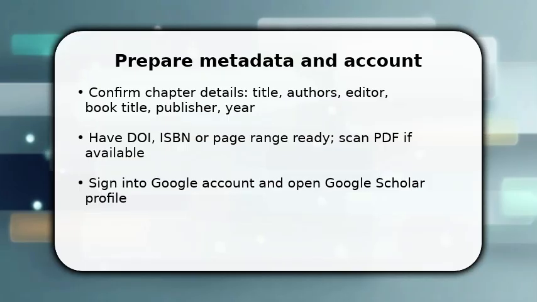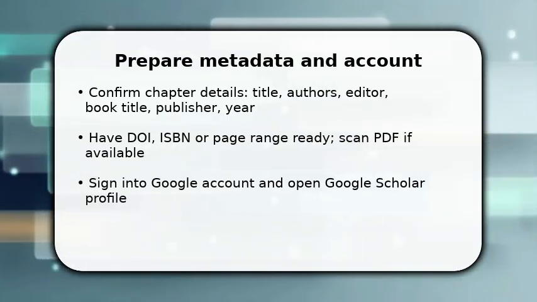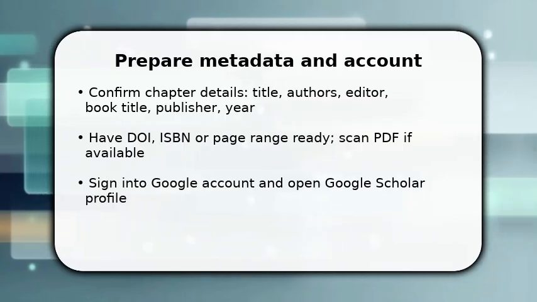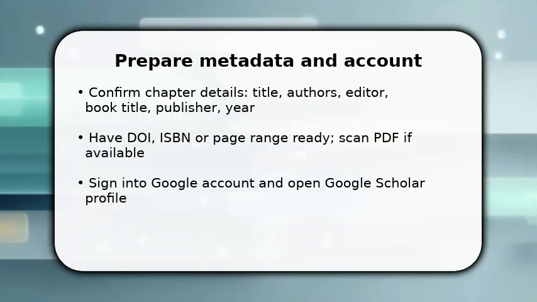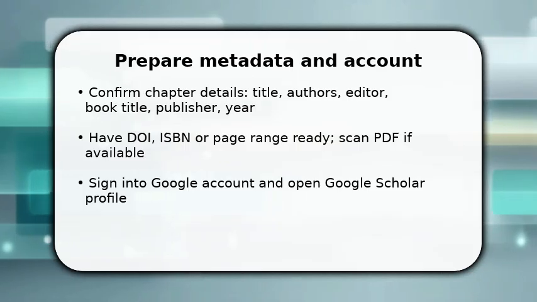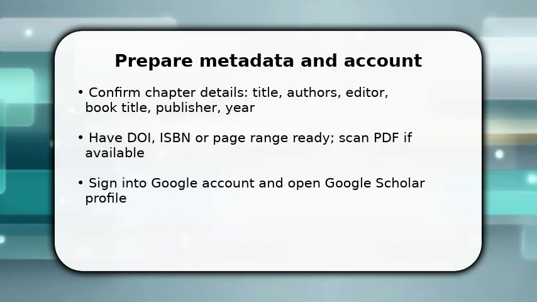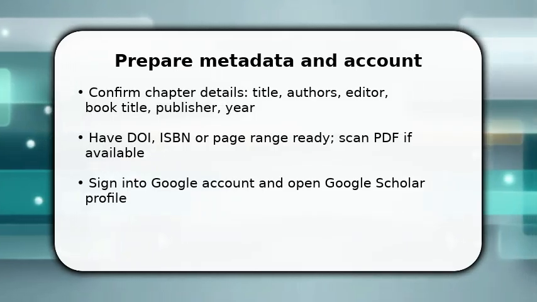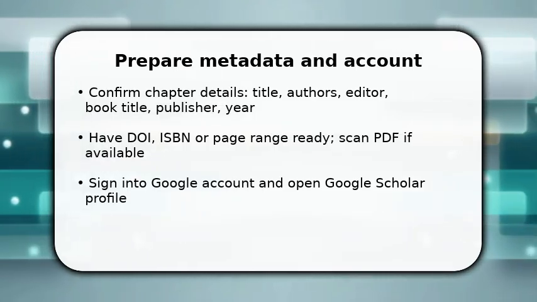You start by collecting precise metadata: chapter title, authors, editors, book title, publisher, year, and page range. Once you have DOI or ISBN and a PDF, sign into your Google account and open your Scholar profile. Click the blue plus button to add a new item. Choose Add Article manually. You need the correct author order and consistent name variants so Google matches the chapter to your record. This first step prevents duplicate entries and makes discovery easier later.